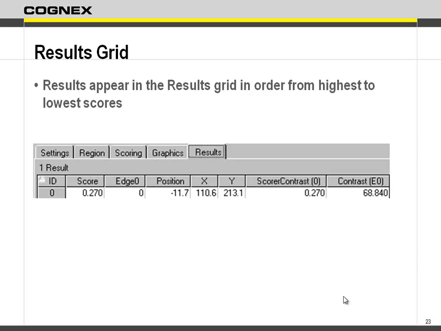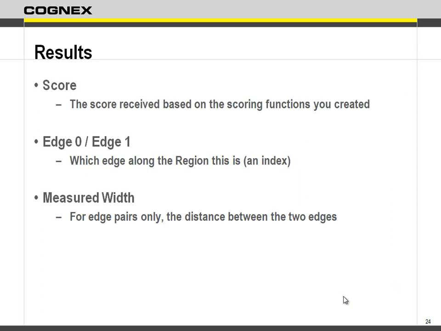And then you get your results. You'll have something like score. Score is going to be based off of whatever scoring functions you use. By default, it's contrast. Then you have edge 0 and edge 1 if you're using edge pairs. Edge 0 will be the first one, edge 1 is the second edge. Measured width, if you're using edge pairs, is the distance between those two.